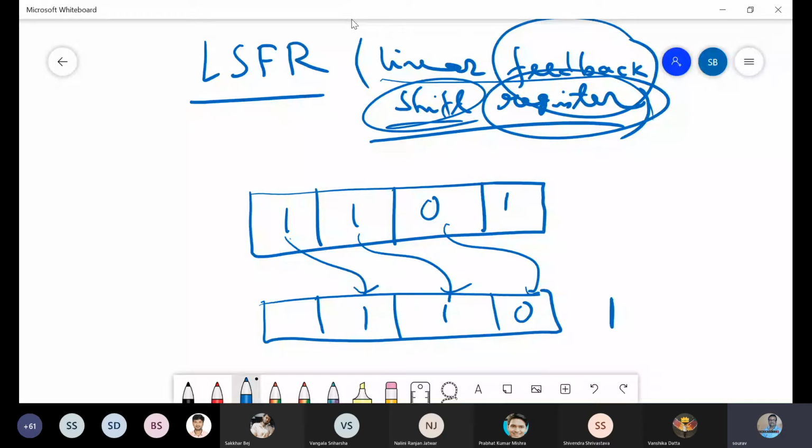Now what about this field? This field will be filled by some feedback bits. So we should have some functionality there, so that we'll see. This will depend on the connection. Suppose we have a connection over here. This bit is connecting. Suppose these two bits are connected.